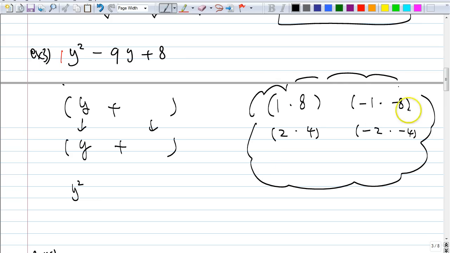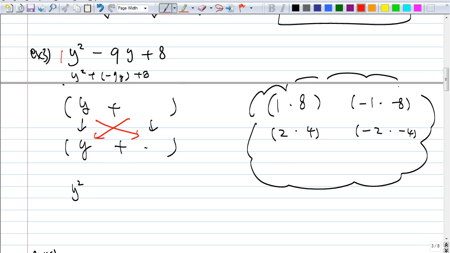So look, it's going to be one of these 4, right? Which one of these 4 is going to give me, what do I want in the middle? Do I want positive 9y or negative 9y? Negative. This is where some of you guys messed up. We want negative 9y, isn't that right? Because after all, isn't this y squared plus negative 9y, right, guys? Plus 8. So we want the linear terms. When I multiply like this, the middle term is given by the sum of the cross terms, or the diagonals.